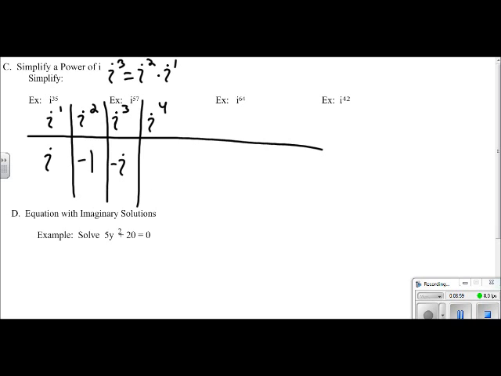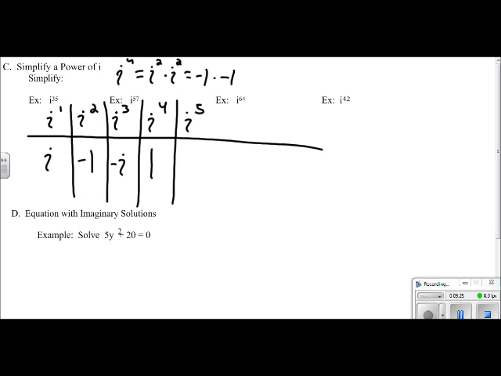I to the fourth power, power times a power, would be the same as saying I squared times I squared, because 2 plus 2 is 4. So in this case, that would be the same as saying negative 1 times negative 1, which we know is just 1.